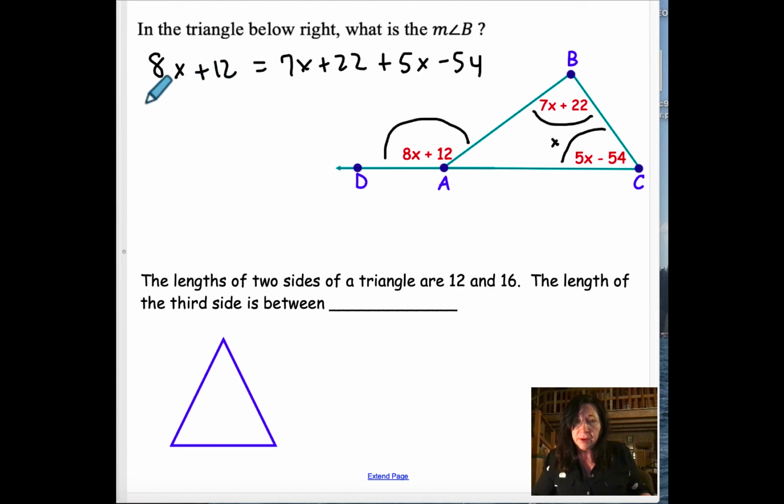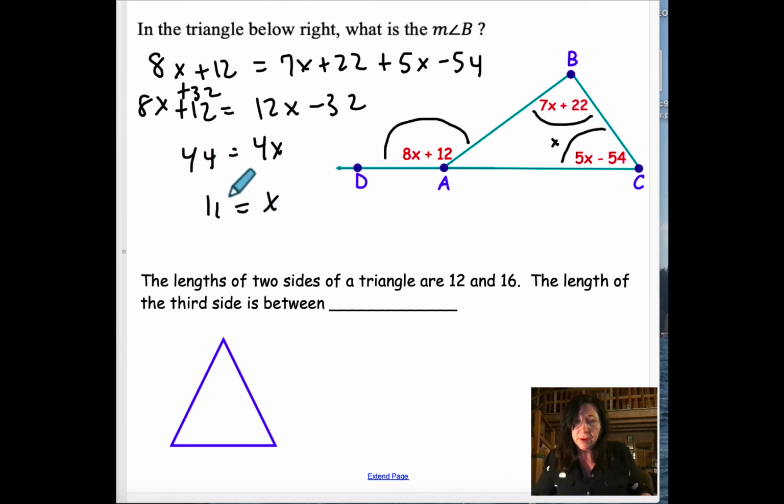What do we get? 8x plus 12 is equal to 7x and 5x, so we've got 12x, and 22 minus 54 is negative 32. So I'm going to subtract 8x and get 4x, then add 32, and this equals 44. So that means x equals 11.